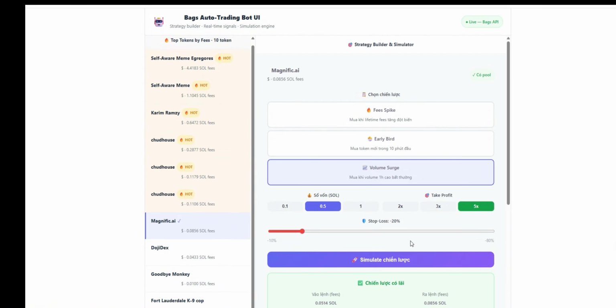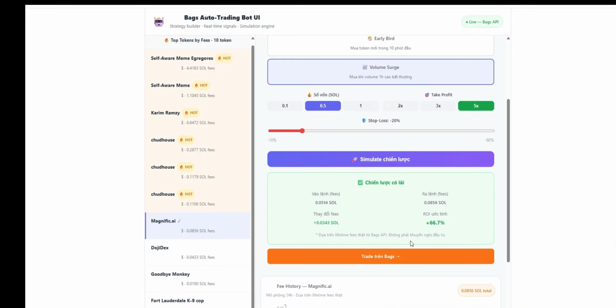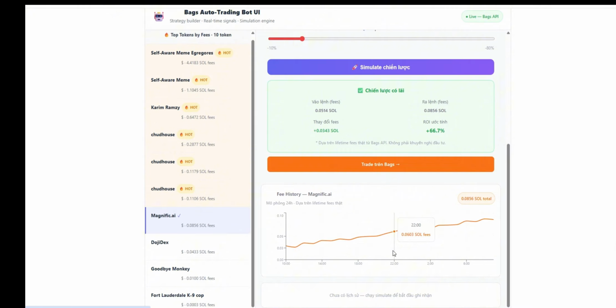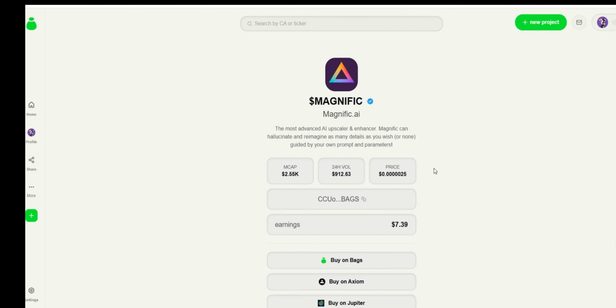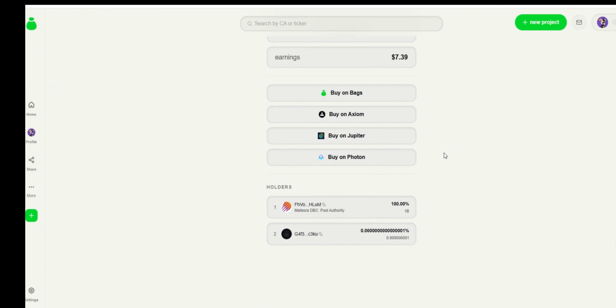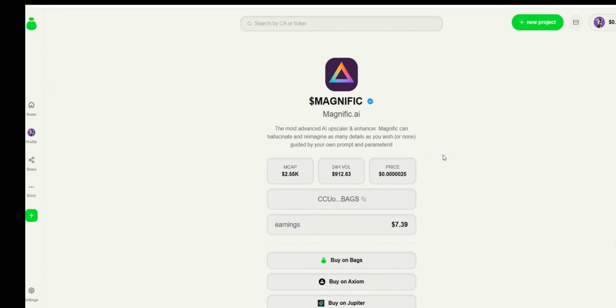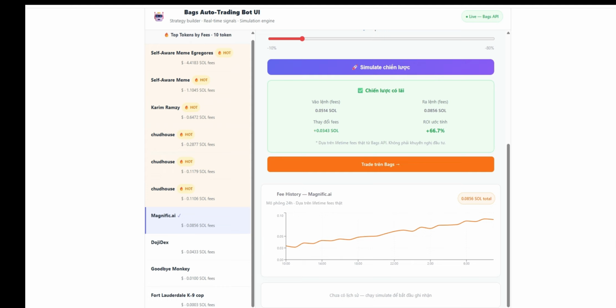Once the simulation is complete, you'll see a detailed performance breakdown. This includes profit percentages, growth trends, and a visual chart that makes everything easy to understand at a glance. At this stage, you can take a step back and evaluate whether the strategy actually makes sense. This is where Bags really stands out. It allows you to think before you act, instead of reacting to the market in real time.